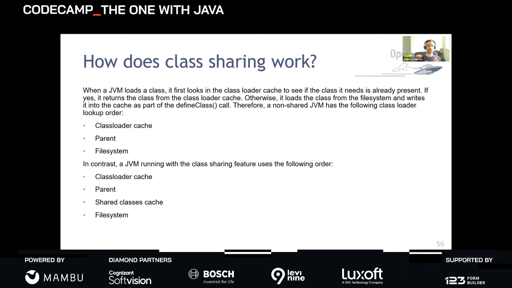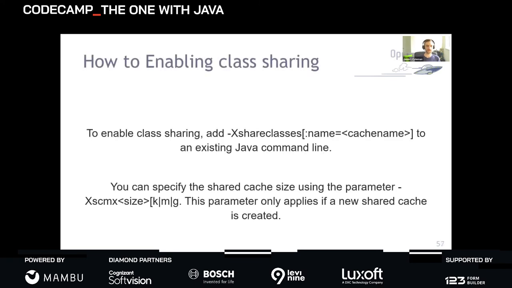Generally, when a JVM loads a class, it goes a bit like this: you have your class loader cache, your parent, and then your file system. But in contrast, if you have a JVM that runs class data sharing, you have a class loader cache, then your parent, then your shared classes cache, and then your file system. The shared classes cache stores all the classes that we use to start up, and that enables our JVM to start up really, really quickly.